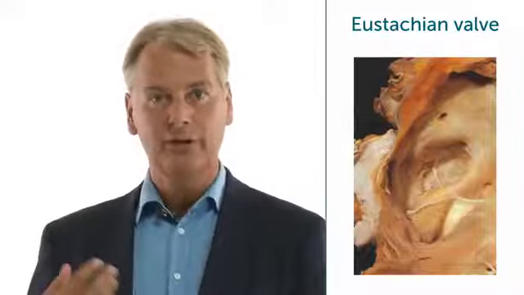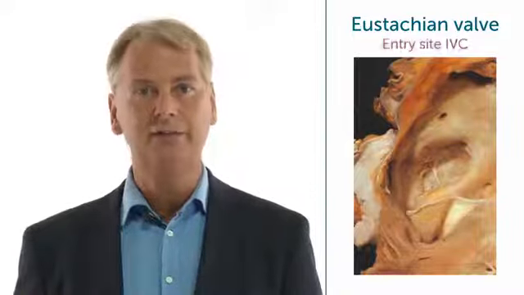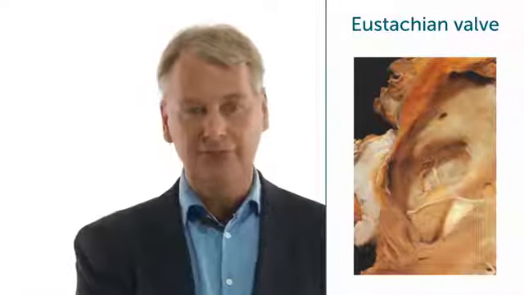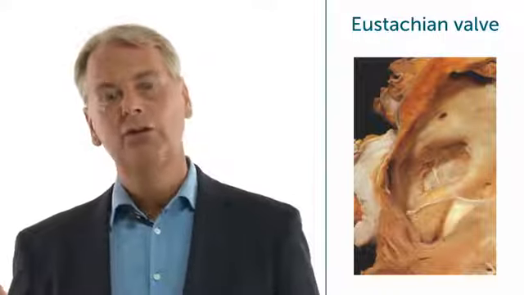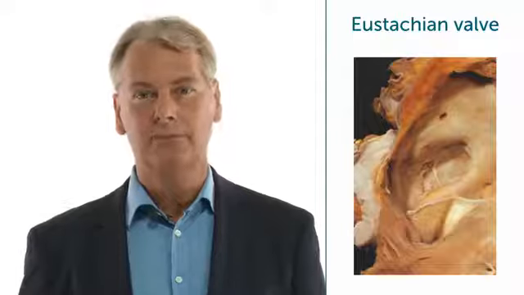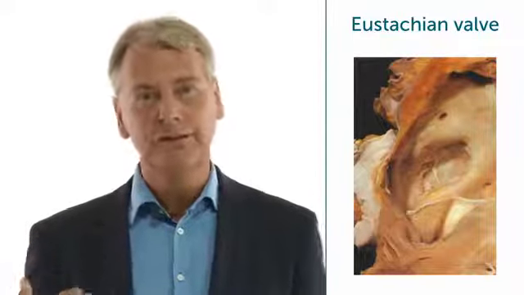Now, what is the eustachian valve? It's a structure which is located, as I already mentioned, at the entry site of the inferior vena cava, and it has a purpose. The purpose of the eustachian valve is to direct the blood during the fetal circulation towards the patent foramen ovale. So it directs the oxygenated blood to the left atrium.